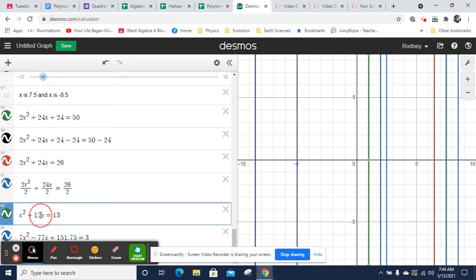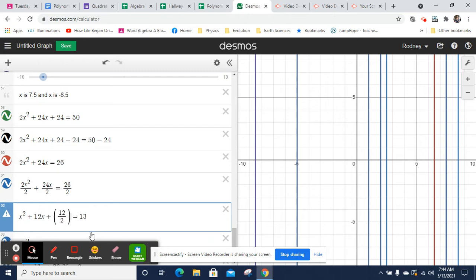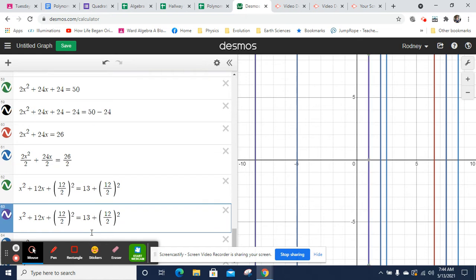The thing I'm going to add is the square of half of this coefficient, the middle coefficient. So I'm going to say plus 12 over 2. I'm sure you can figure out that that's 6, but sometimes the numbers will be messier. So over here, plus 12 over 2 squared, and they're going to both be squared. And now we'll clean things up on both sides. So that's a 6, and 6 squared is 36.